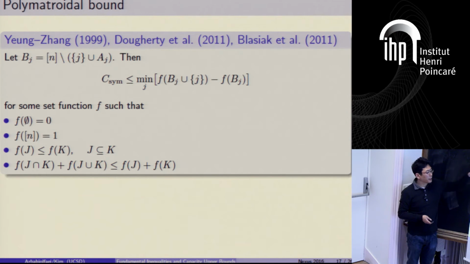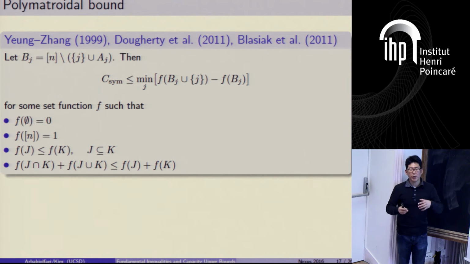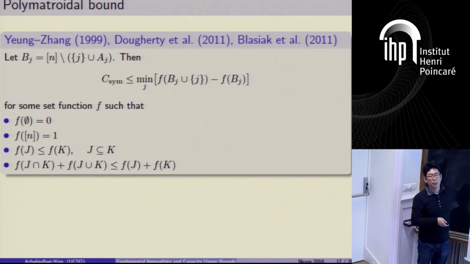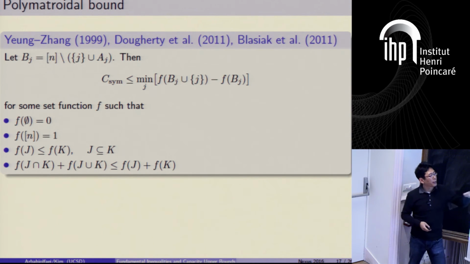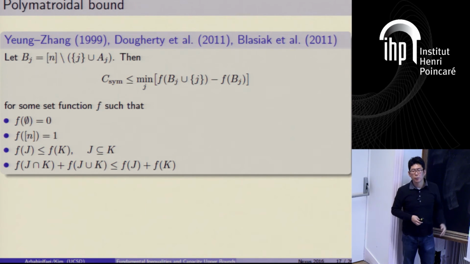This polymatroidal structure: f of the empty set is 0, f of the whole set is 1, and it is monotonic and submodular. So you look at any f satisfying this, and then it can bound the symmetry capacity, depending on the structure of the problem you have. Okay? So how do you do it?